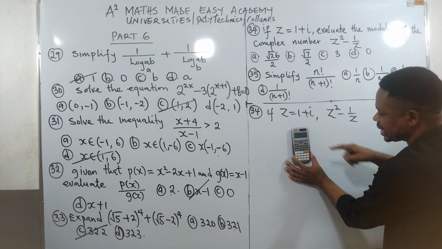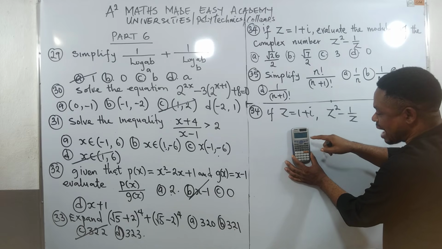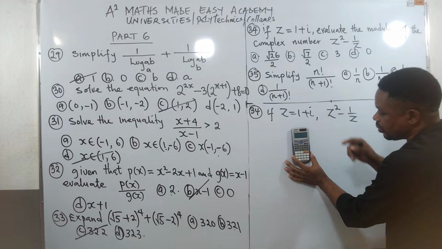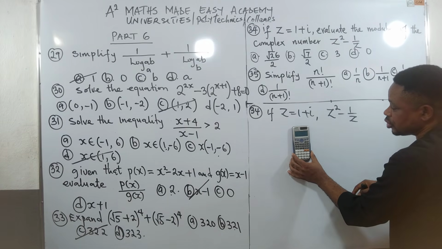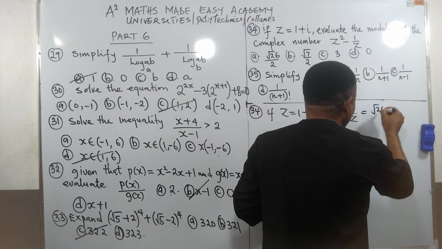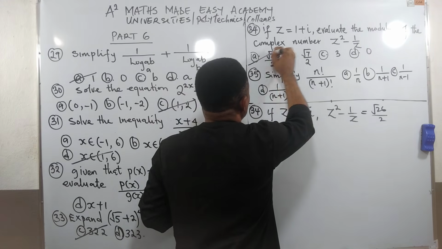Wow. Can you see that now? It has given me root 26 over 2, angle 101.309 and so on. We are not looking for the angle. We are looking for the modulus. What's the modulus? Root 26 over 2. So the answer here is root 26 all over 2. Do you have it in the options? Oh yes. Option A.